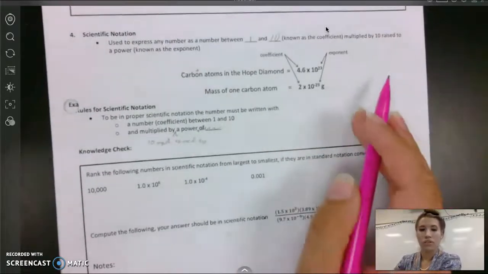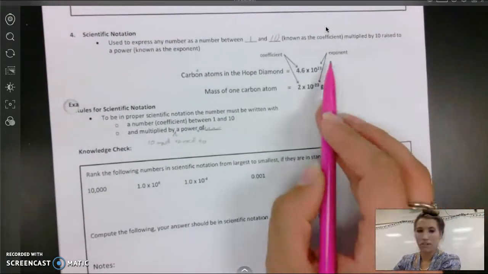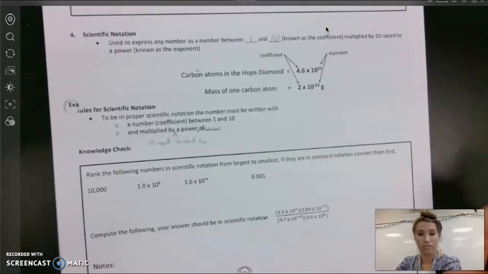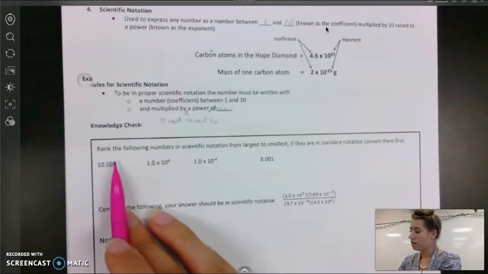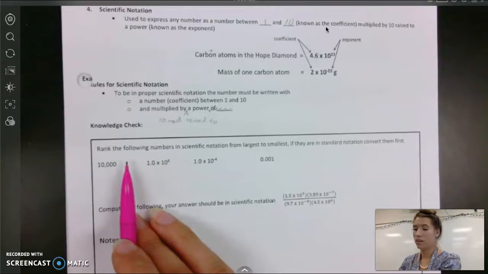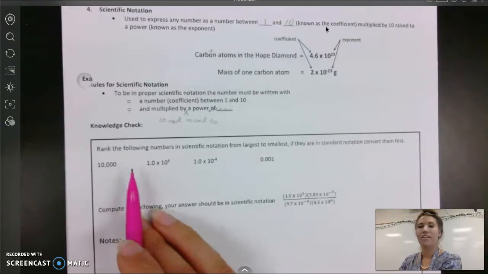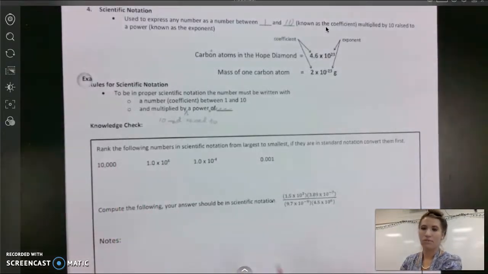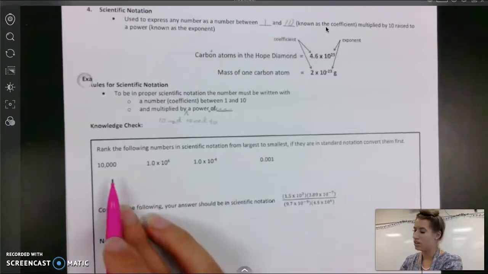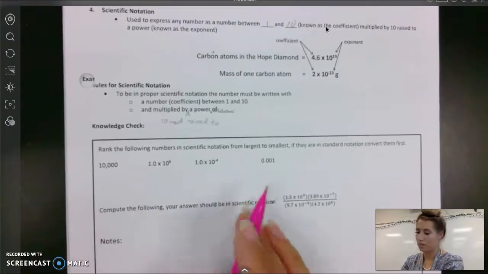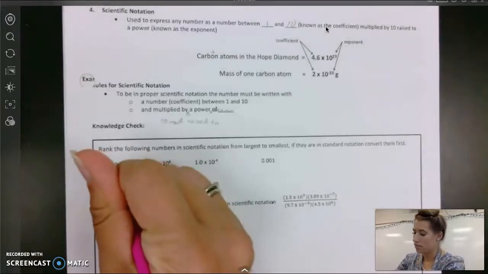So we have our exponent is that raised to a power. Okay. We're going to rank the following numbers in scientific notation from largest to smallest, and if they're in standard notation, we're going to make that change first. We're going to convert them first. So we've got scientific notation, and then standard. Okay. So let's convert this.